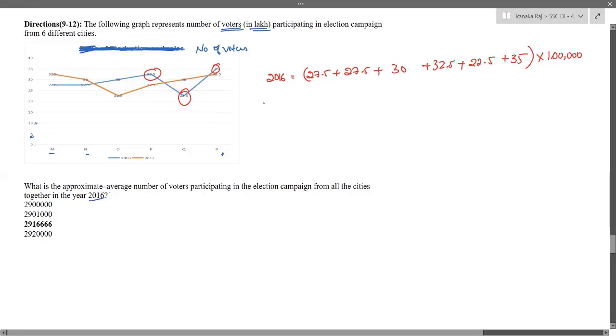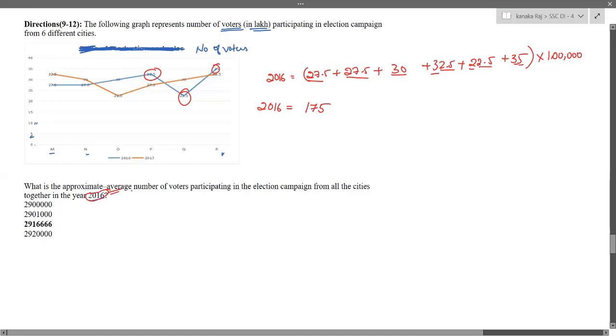So now, if I simplify this, what do I get? The total number of people who have participated in election campaign will be equal to 27.5 plus 27.5 gives me 55. 55 plus 30 gives me 85. 85 plus 5 is 90. 90 plus 30 is 120. 120 plus 32.5 gives me 152.5. 152.5 plus 2.5 gives me 155. 155 plus 20 gives me 175. This is the total number of voters who participated in election campaign in the year 2016.